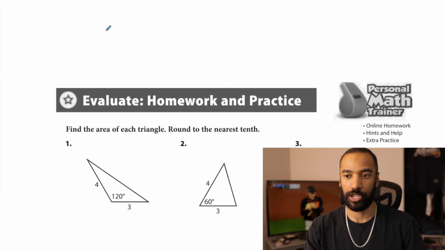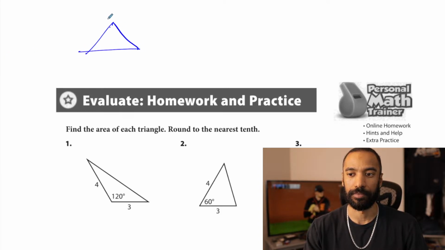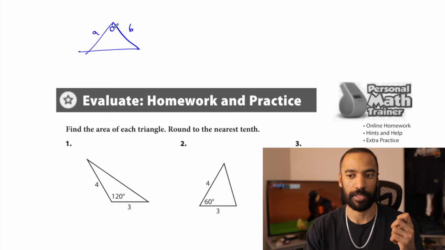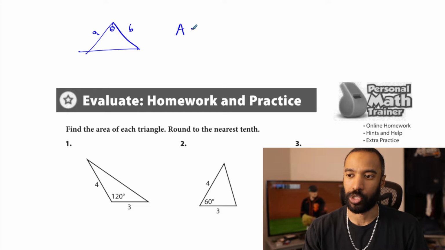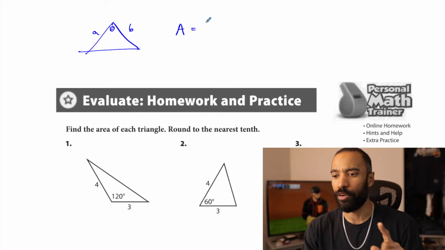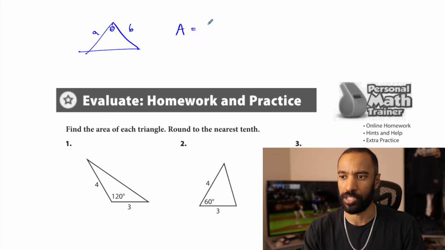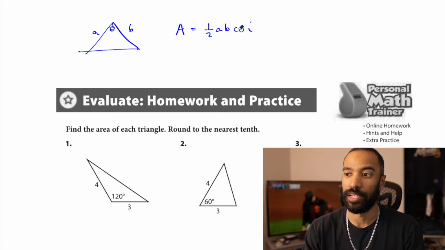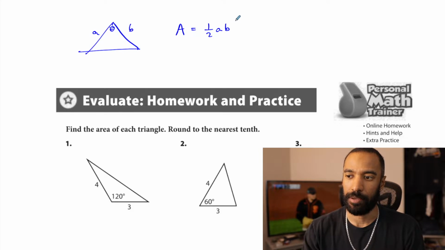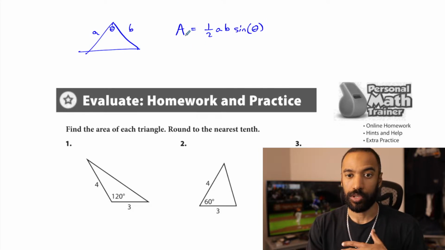So in a situation where you have some triangle with 2 known sides and the included angle, you can put something like theta. The area of this triangle, without diving into a proof right now, is 1/2 times A times B times the sine of that angle. So 1/2 AB sine of theta, like that. So we can be using this formula straight up.